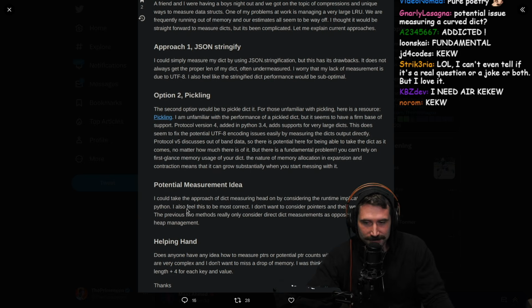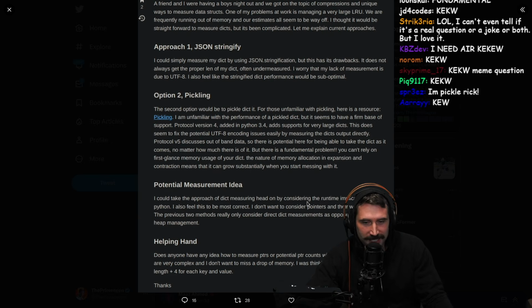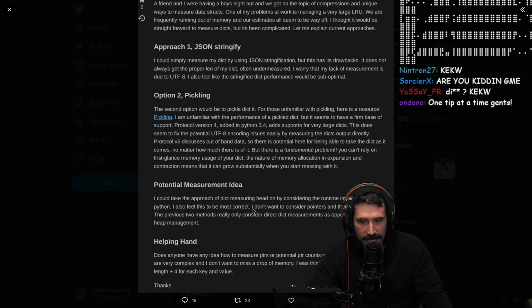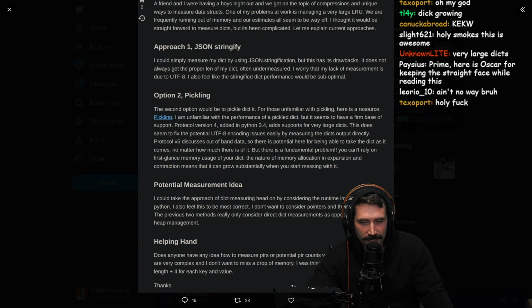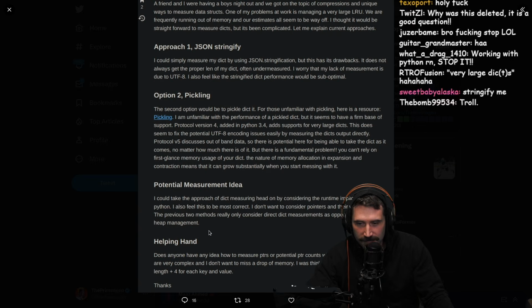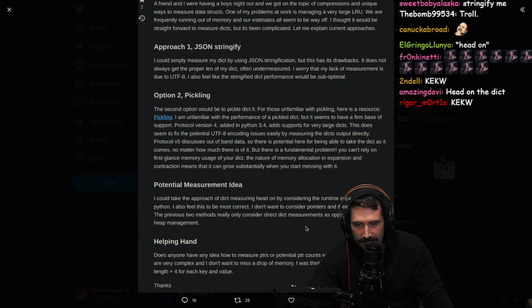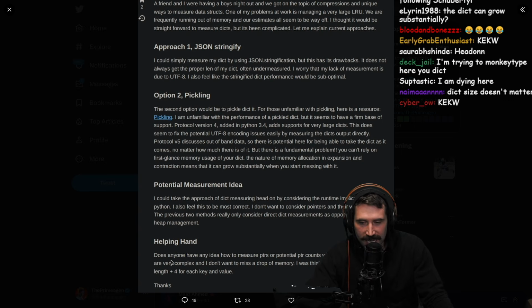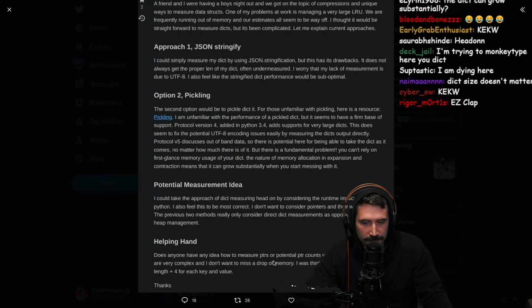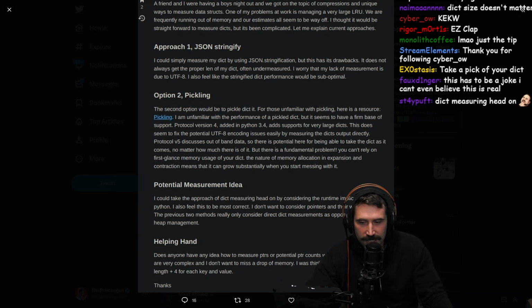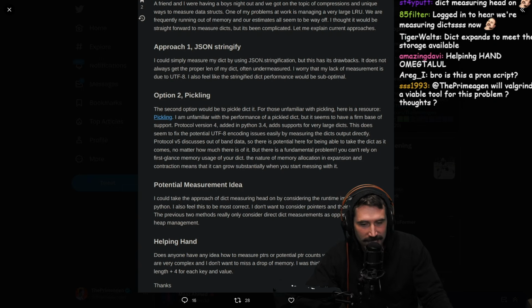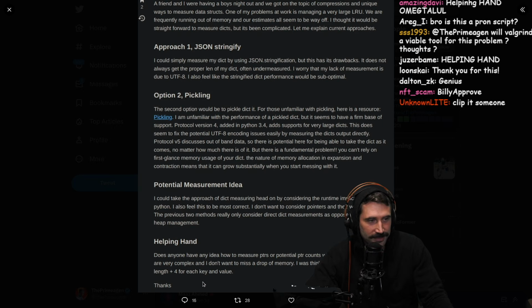Potential measurement ideas. I could take the approach of dict measuring head-on by considering the runtime implications of Python. I also feel this to be the most correct. I don't want to consider pointers and their weight to be 0. In the previous two methods, really only consider direct dict measurements as opposed to the indirect heap management. Helping hand. Does anyone have any ideas how to measure pointers and potential pointer counts within my dict? I know dicts are very complex, and I don't want to miss a drop of memory. I was thinking of simply taking the sub length plus 4 for each key and value. Thanks.